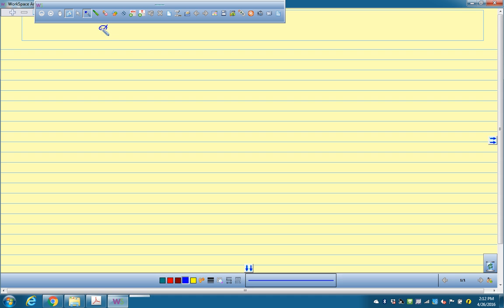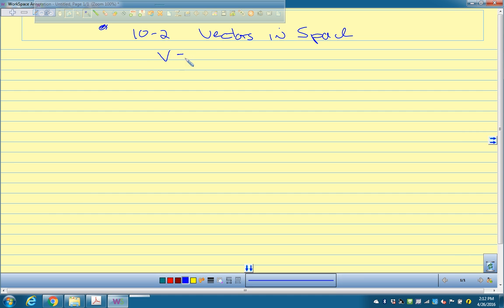This is 10-2. Vectors in space. So all this is applying what you learned about vectors back in an earlier chapter to 3 dimensions. If you have a vector, it can be broken up into its components, and those components can be listed as v1, v2, and v3.